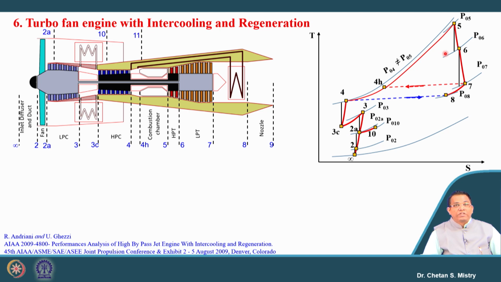Then 6 to 7 is representing my LP turbine work, and 7 to 8 is representing what is happening inside our regenerator. If we look carefully, there is an exchange of heat happening, and that's the reason why we are achieving our combustion chamber entry temperature of 4H. From 8 to 9, it is representing my nozzle work, and 10 to 11 is representing our expansion work happening in the turbine nozzle. So this is a very interesting and very important case, and it needs to be understood thoroughly.